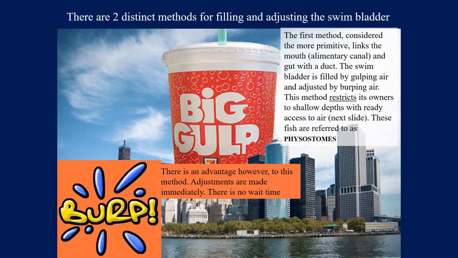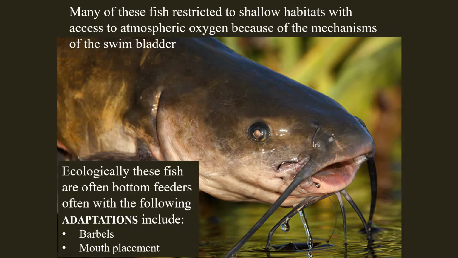There is, however, one major disadvantage to this method of adjusting the swim bladder. Fish who are physostomes are generally restricted to shallow habitat with access to atmospheric oxygen. That means that many of these fish are often bottom feeders with the aid of adaptations such as barbels and mouth placement on the underside or facing downward.